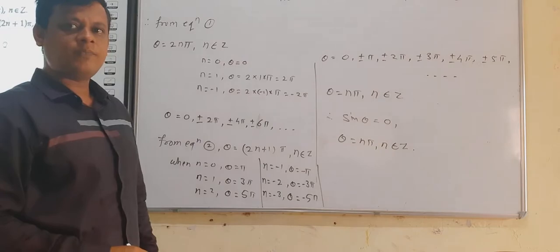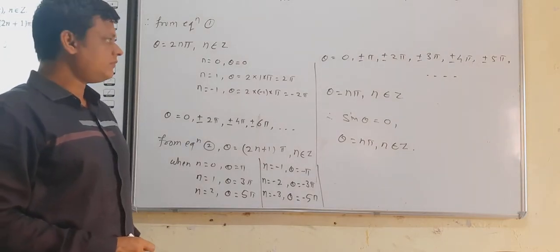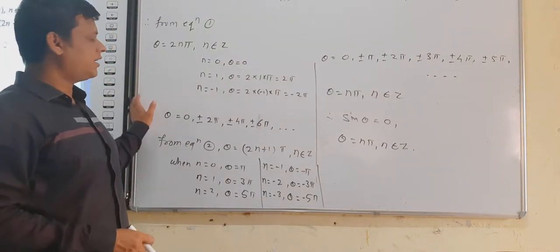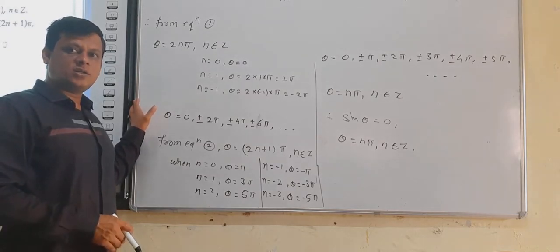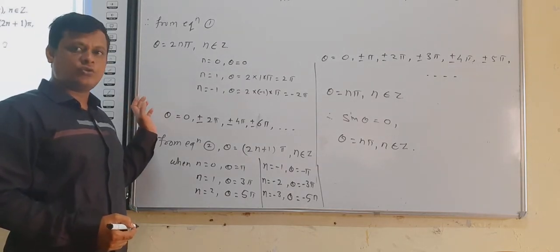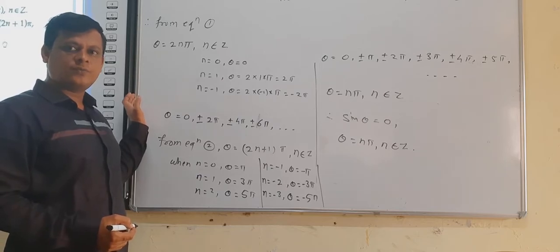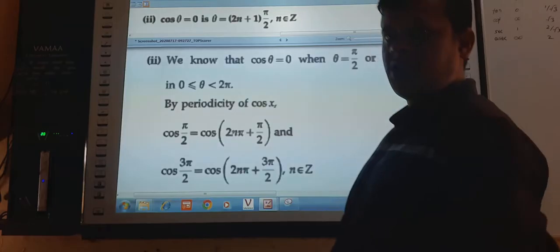So in this way you can write the proof for general solutions for cos theta equals 0 and tan theta equals 0. See the next theorem.